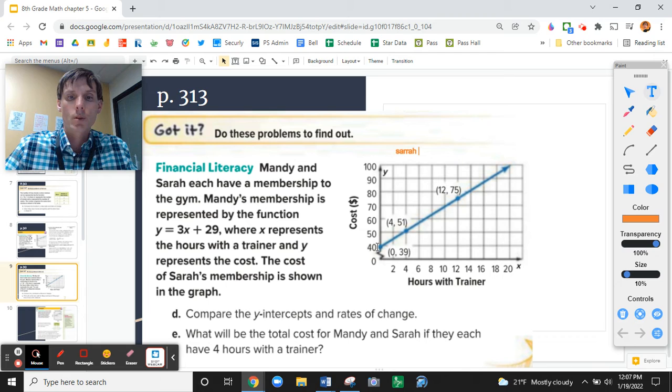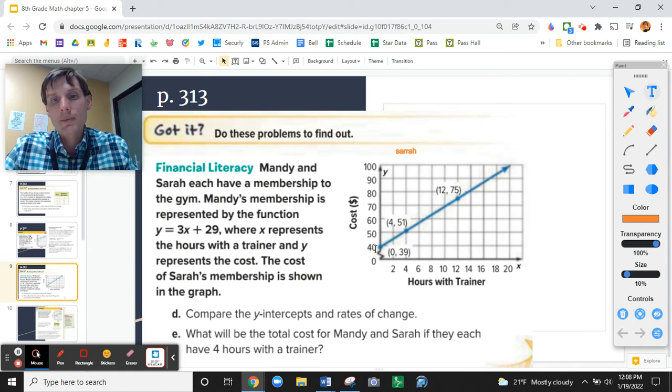So we have Sarah here at our y-intercept. We see it is at 0. That's where it intersects with the y-axis, right? It looks like 40, but if we look at the exact coordinate, we see it's actually 39. So there's an initial cost of 39 here for Sarah. So if we were to write an equation for that, we know that b is going to be our 39.